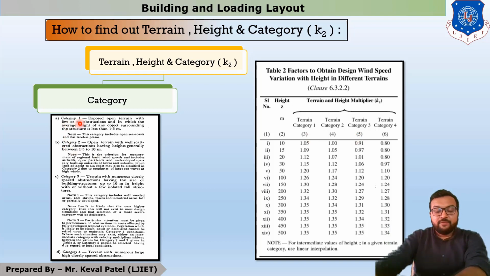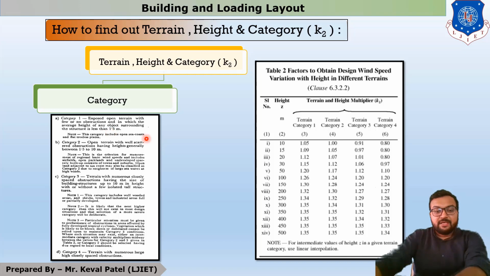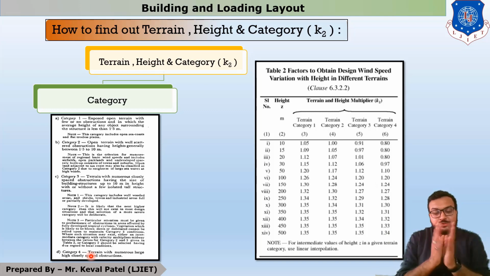Okay, in category 1 it is clearly mentioned that if your building's surrounding buildings have height less than 1.5, then it is category 1. If your building's surrounding building height is in the range of 1.5 to 10 meter, then it is category 2. Category 3 is greater than 10 meter, and for category 4 your building's surrounding buildings are at very close spacing. Okay, so whenever, from the GTU point of view, there is no clarification regarding categories, then you have to find it from the IS code provisions.